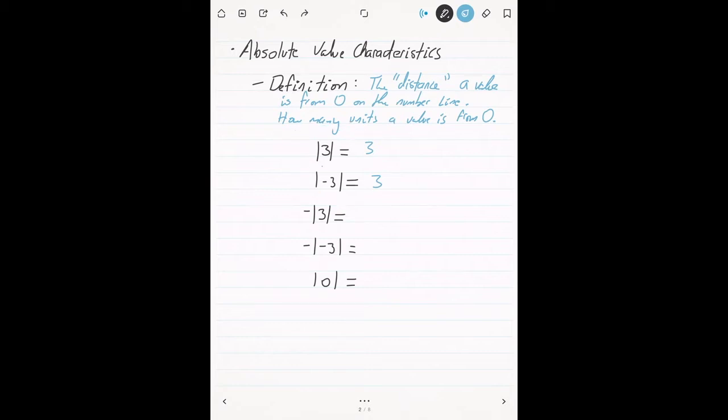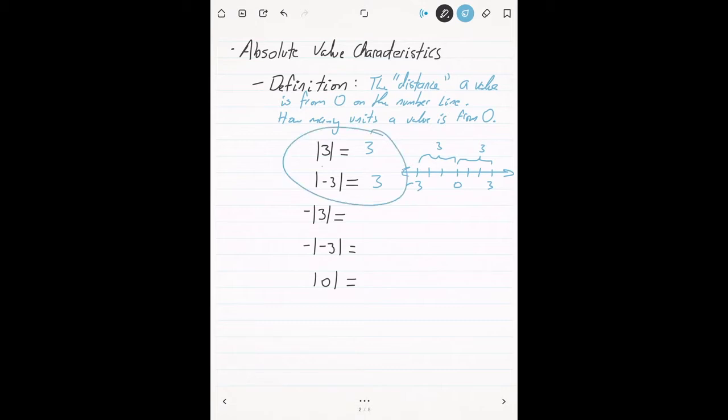It's because we're asking how far they are from 0, and both the numbers 3 and negative 3 share the exact same distance from 0. If I said, I'm thinking of a number that's 3 units away from 0, you could guess the number 3, or you could guess the number negative 3. These both have the same absolute value.